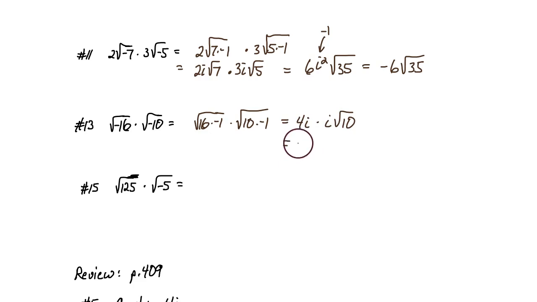4i times i is 4i squared times the square root of 10. But what's i squared again? i squared is negative 1. So this is negative 4 square root of 10.